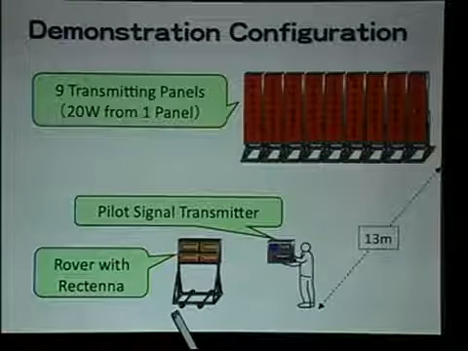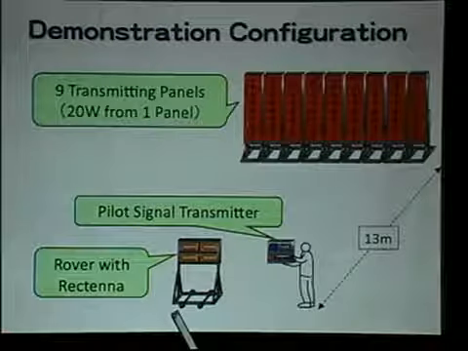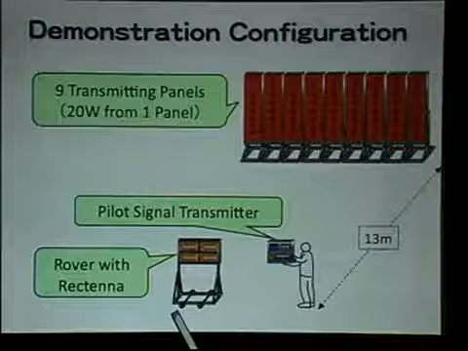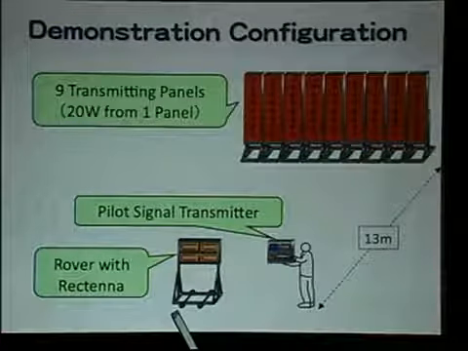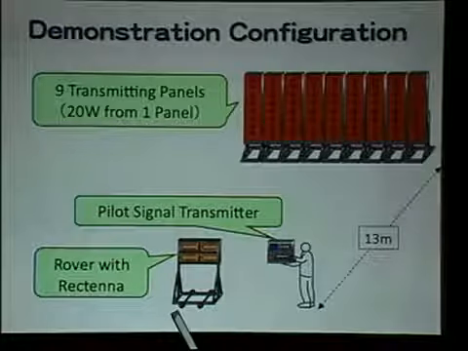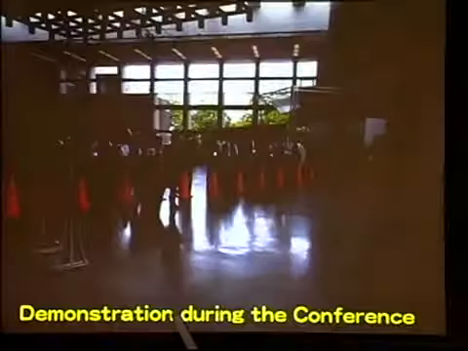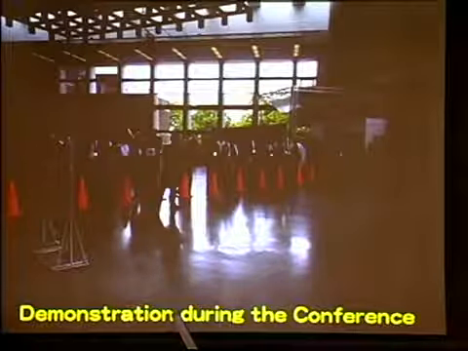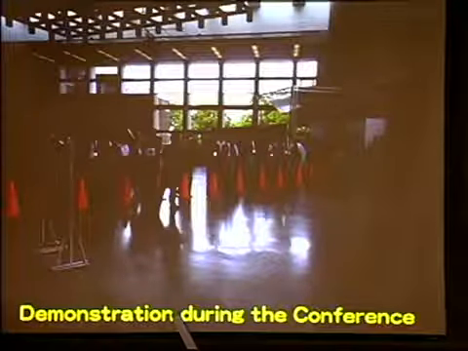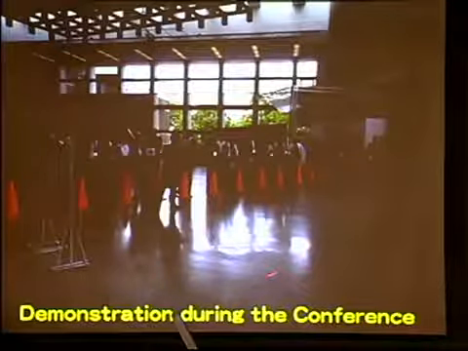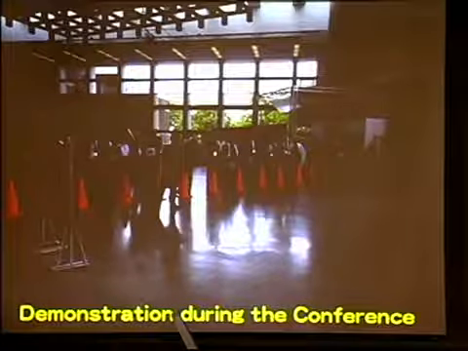And this is the 9-panel transmitting array. Each panel can radiate 20 watts, in total about 180 watts, and the distance is about 30 meters. I'm sorry, it's a little dark. This is the demonstration we performed in Toronto in September 2009.